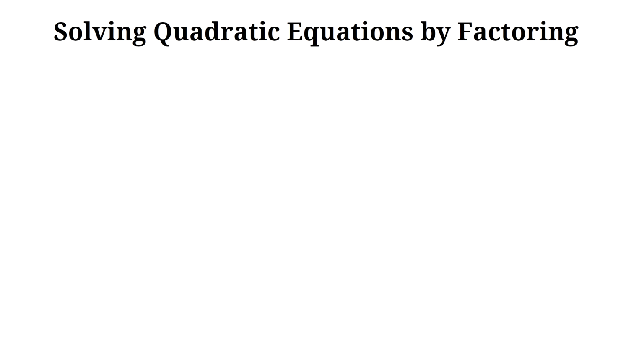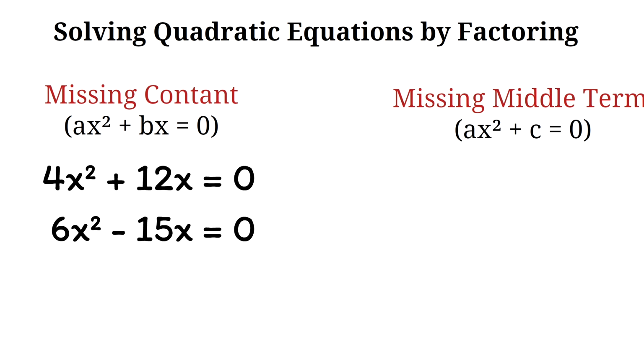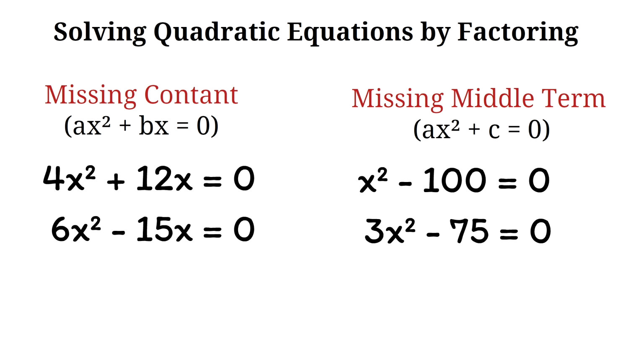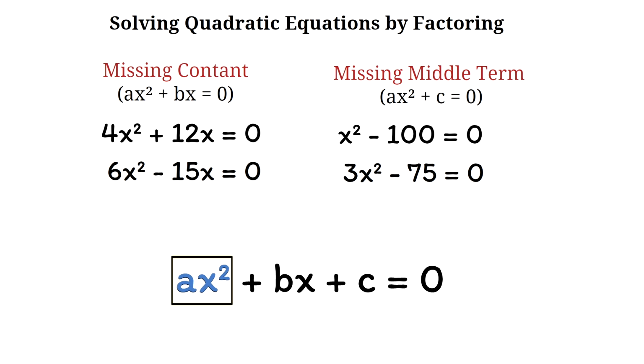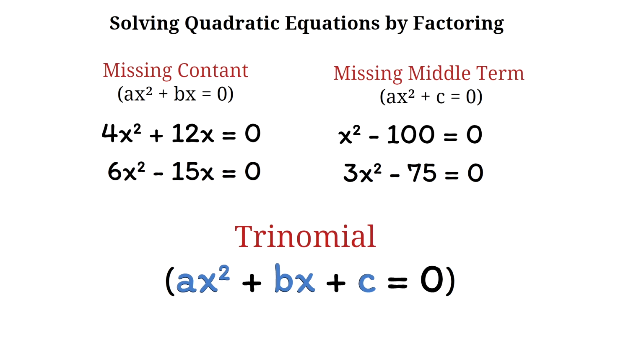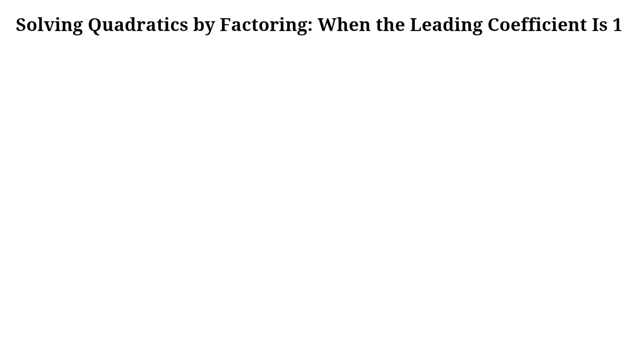So far, we've looked at how to solve quadratic equations missing a constant and those missing the middle term. But what if the equation isn't missing any terms at all? When we have all three, the squared term, the middle term, and the constant, we call it a trinomial. How do we handle those cases? We're going to start with the simplest version, where the leading coefficient is 1. Let's look at an example.